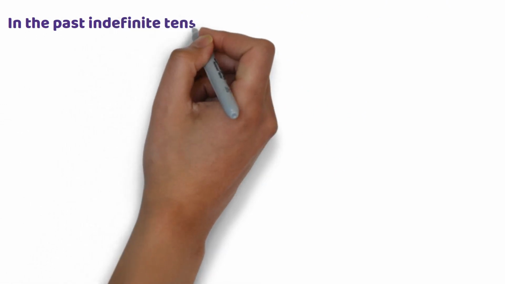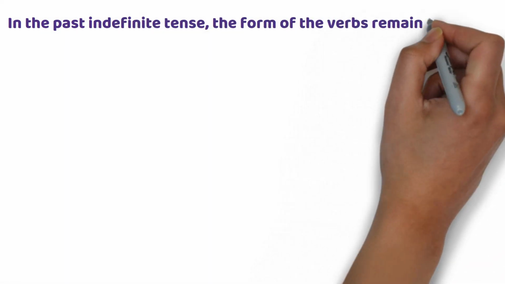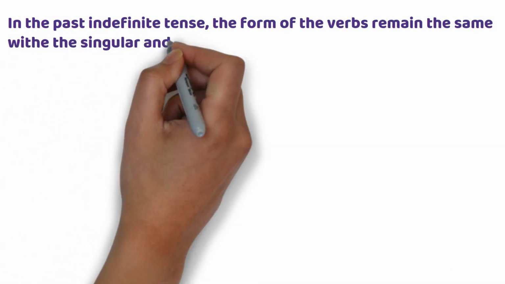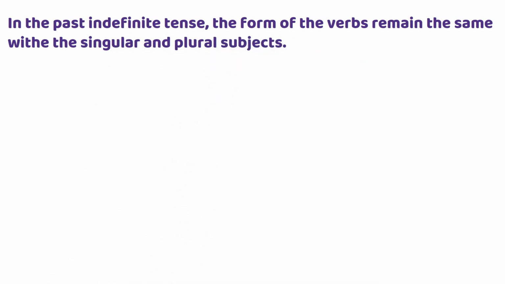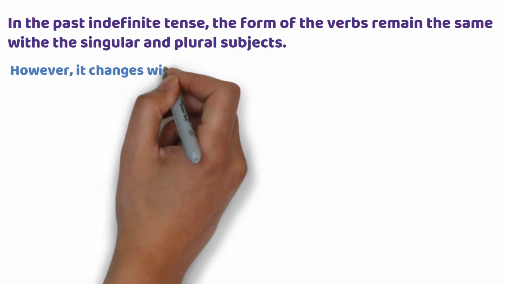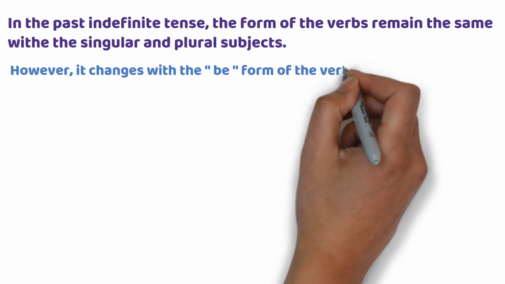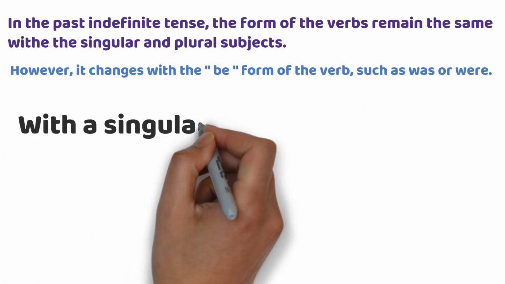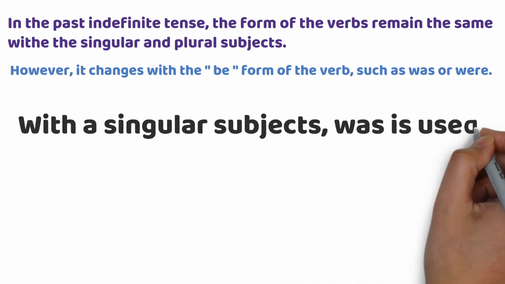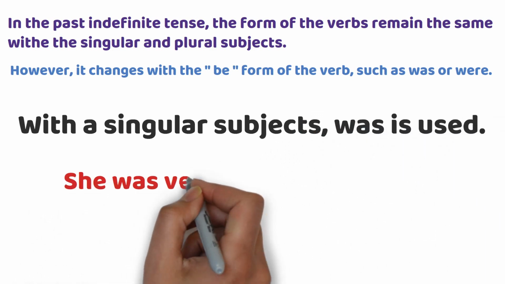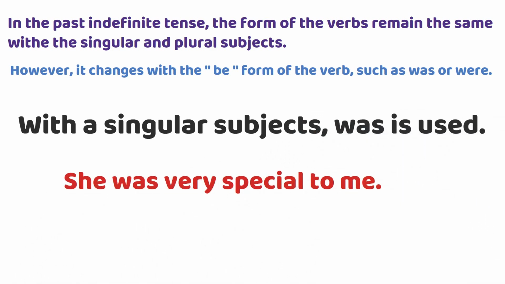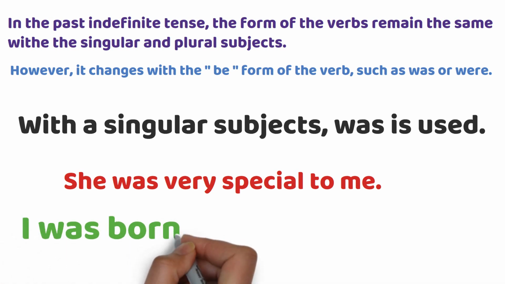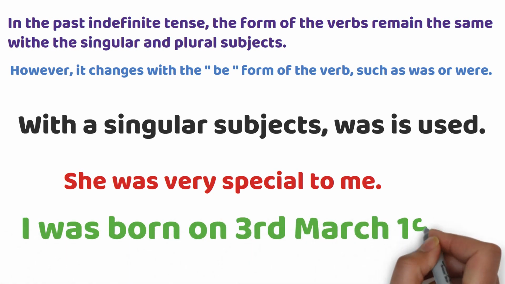In the past indefinite tense, the form of the verb remains the same, with the singular and plural subject. However, it changes with the be form of the verb, such as was or were. With a singular subject, was is used. He was very special to me. I was born on 3rd March, 1973.